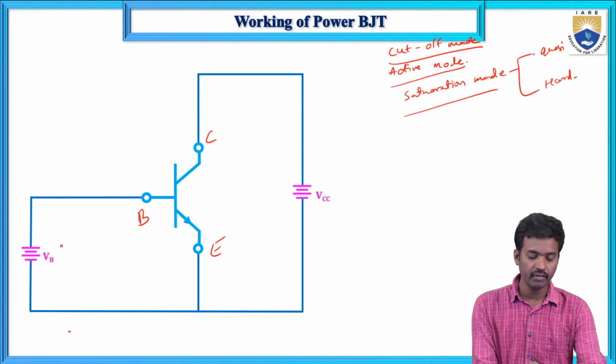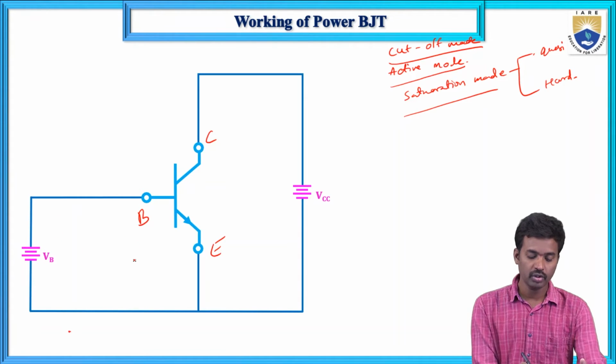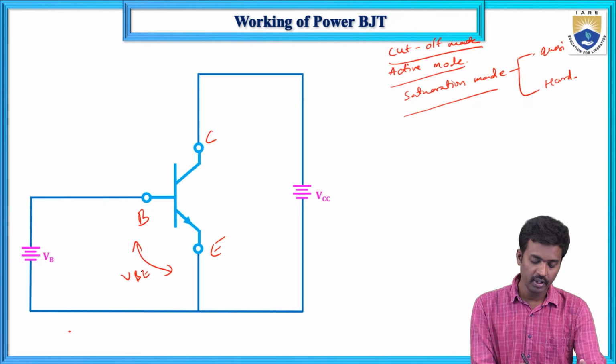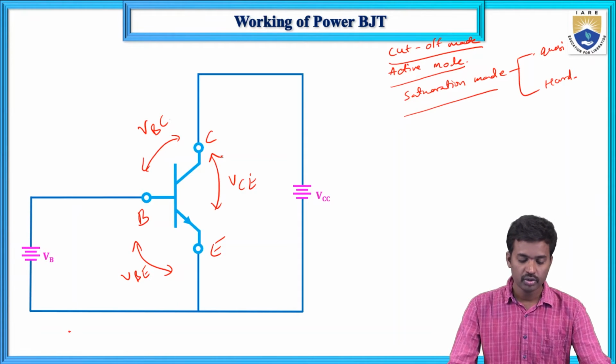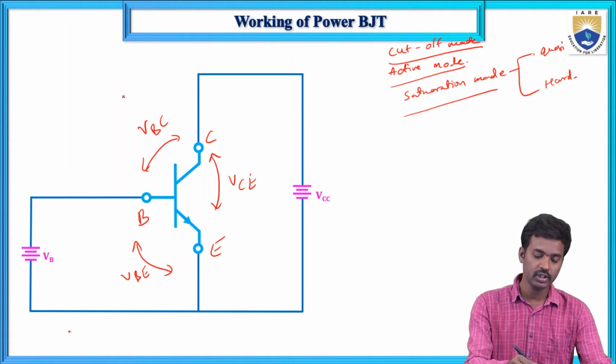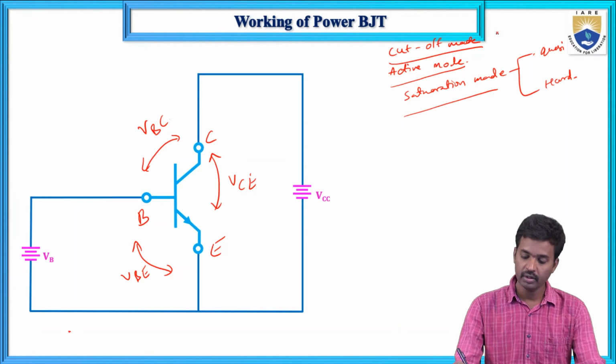Now here we are giving some amount of supply to this one. This is VBE, and this one is VBC, and next this is VCE. So here we have two junctions. This one is the collector base junction, and this one is the emitter base junction.